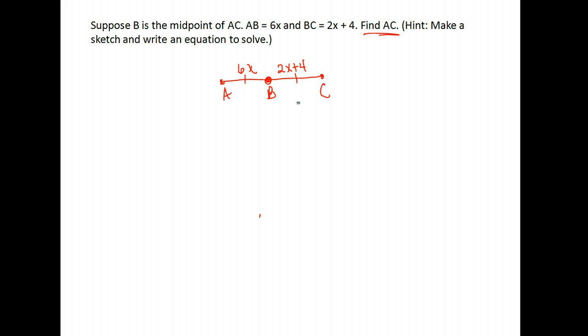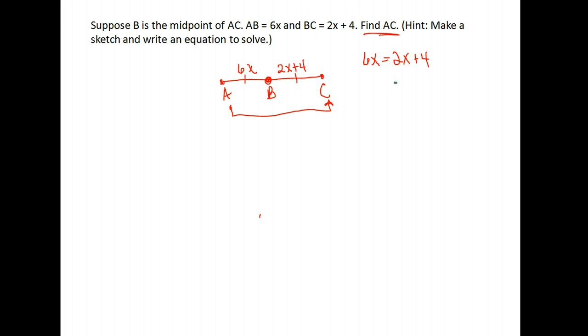They want us to find AC, so the distance starting at A, going all the way to C. Well, we have a problem here. Our lengths have x's in them, which means we use a principle from geometry to set up an equation and solve this. The principle from geometry we're going to use is the midpoint. The midpoint is in the middle, makes two equal segments. So we know that 6x has to be equal to 2x plus 4.